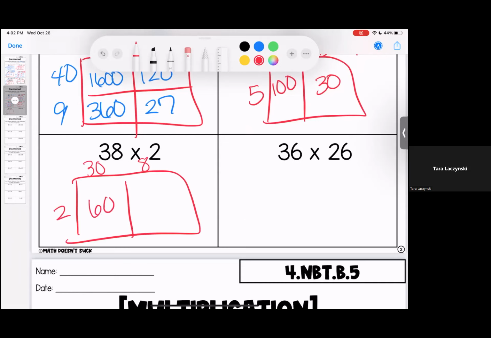38 times 2. 2 times 3 is 6. We have 1 0. 2 times 8 is 16. 60 plus 16 is 76.